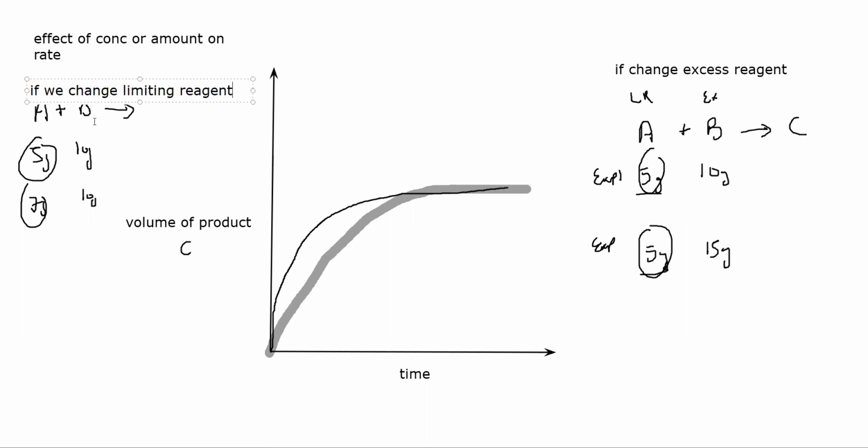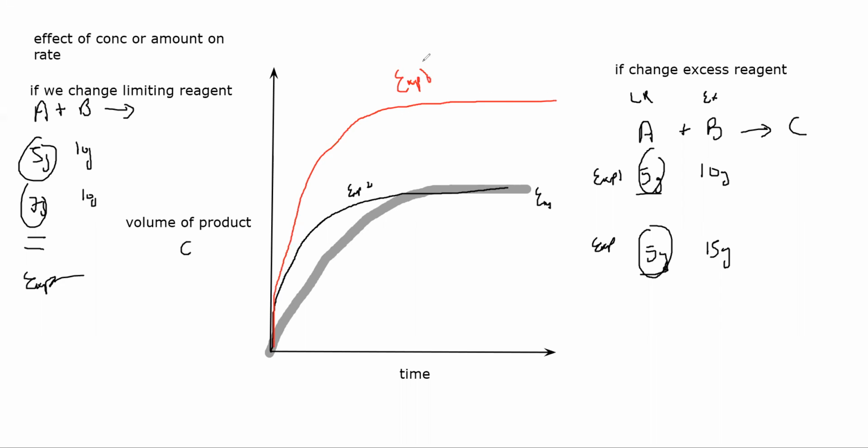So if we change the limiting reagent, meaning the element or compound which is used up completely, so we increase the amount of limiting reagent. Then what happens? If this was experiment 3, and this was experiment 1 and experiment 2, what will we observe? We'll observe that the rate will increase as well as the amount of product will also change.